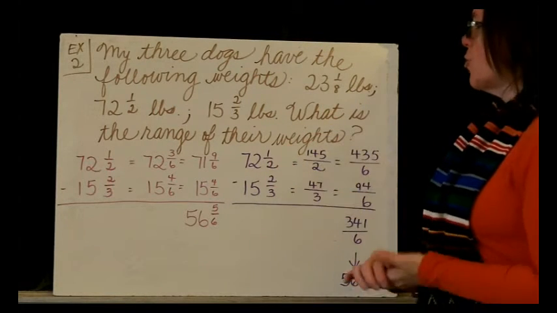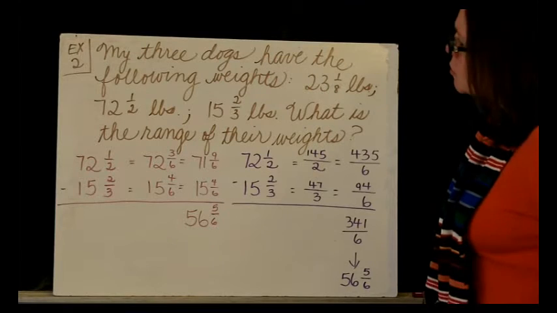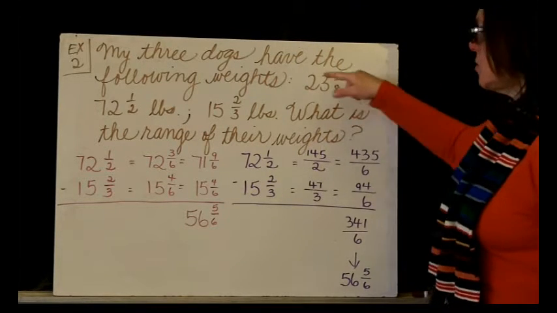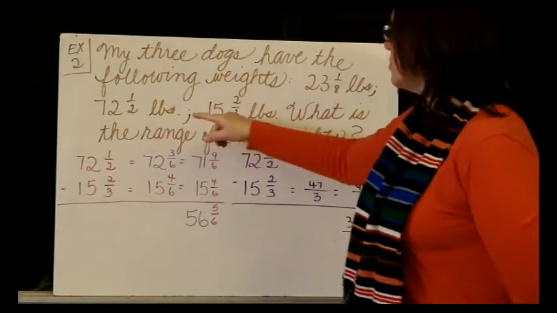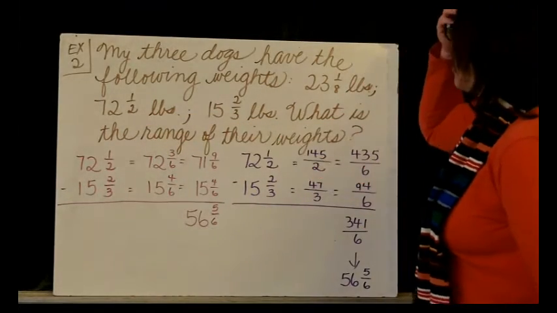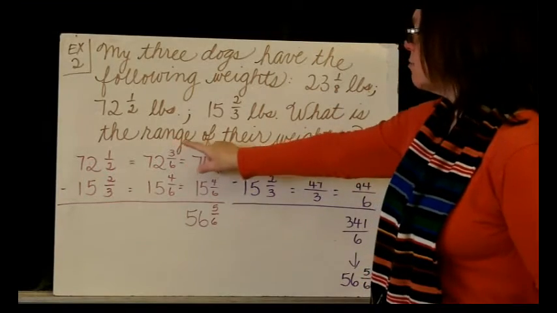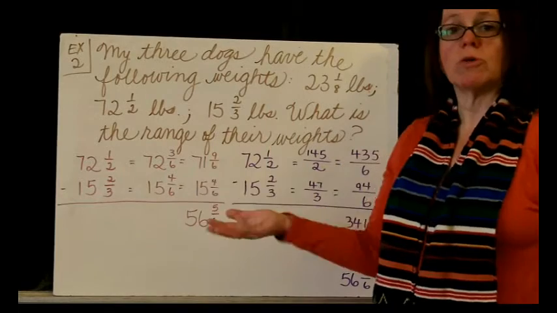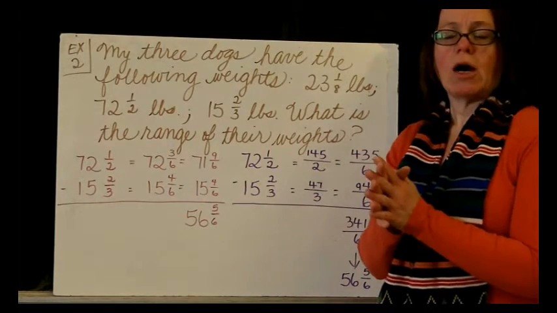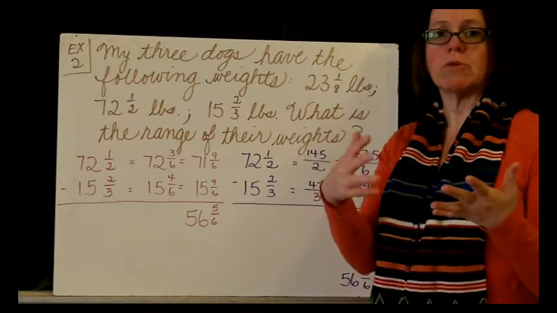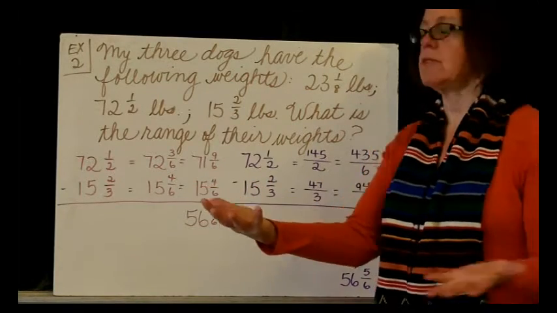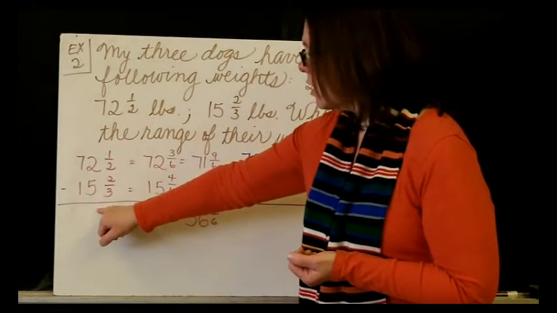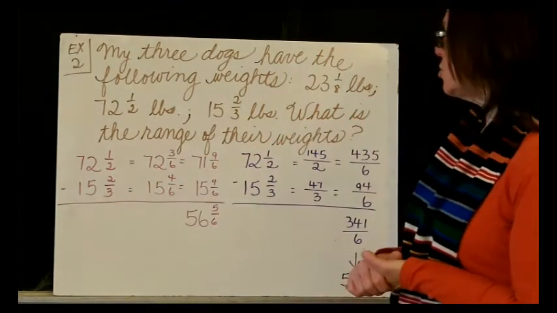Okay, now we have a word problem for number 2. I'll read it to you. My 3 dogs have the following weights: 23 1/8 pounds, 72 1/2 pounds, 15 2/3 pounds. What is the range of their weights? Now, range is an important word. It's not a word that's new to you, but it's not a word we use often. The range of a set of data means the difference between the greatest and the least. So my heaviest dog is 72 1/2 pounds, and the one that weighs the least is 15 2/3.